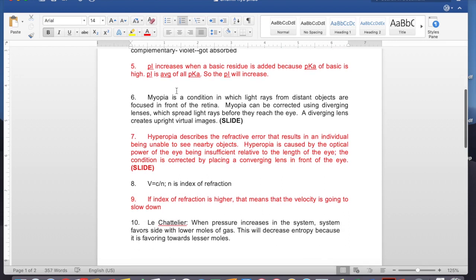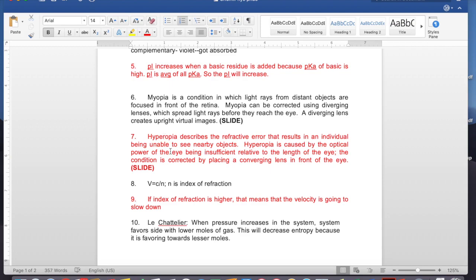Next. Myopia is a condition in which light rays from distant objects are focused in front of the retina. Myopia can be corrected using diverging lenses, which spread the light rays before they reach the eye. A diverging lens creates upright virtual images. So I'm not going to read hyperopia also, because you could just read it yourself. It's pretty much the exact opposite.